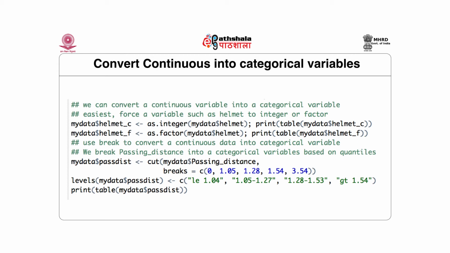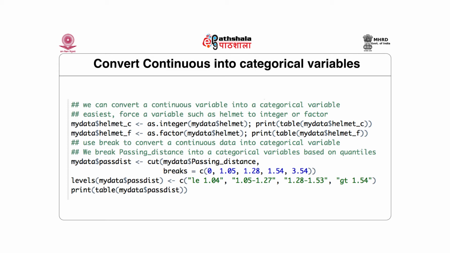Beyond this, there is another way in which you can convert a continuous variable into a categorical variable, by using a very simple function called cut. Here I have provided an example where you can use the function cut, and then take a double. This time it is passing underscore distance as a continuous variable, and then you can specify the breakpoints with which you're going to cut the particular variable.